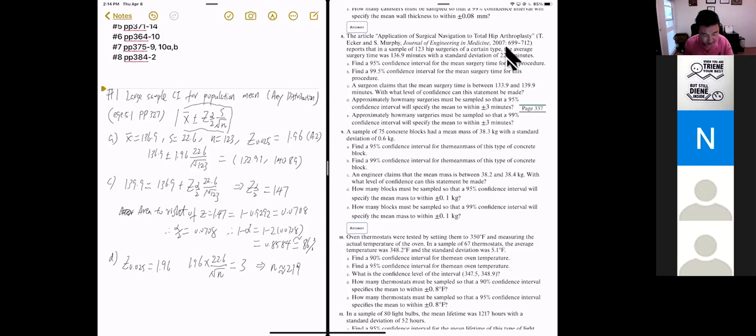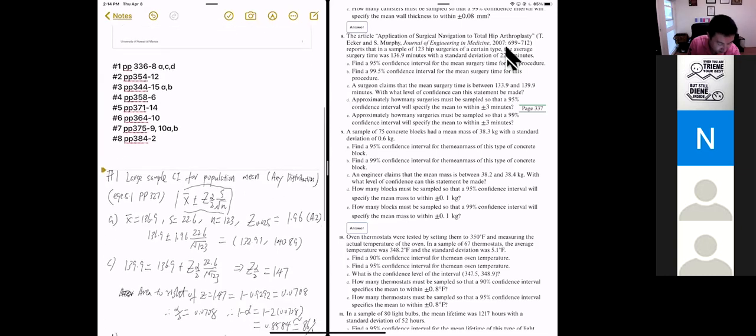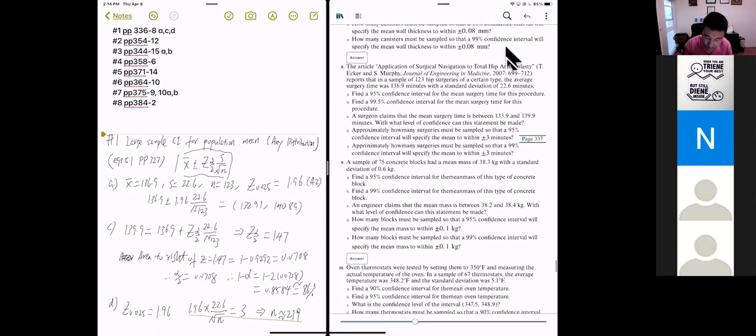The second question is also about population mean, but for a small sample. The question is on page 354, question number 12.